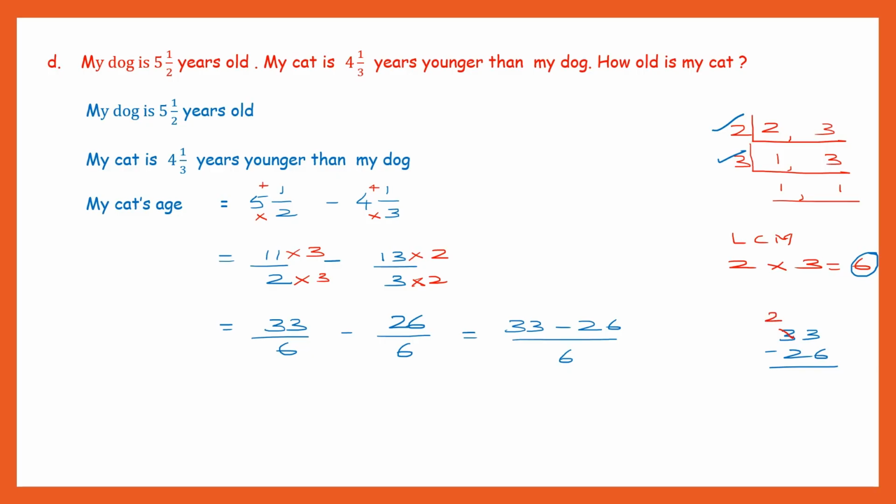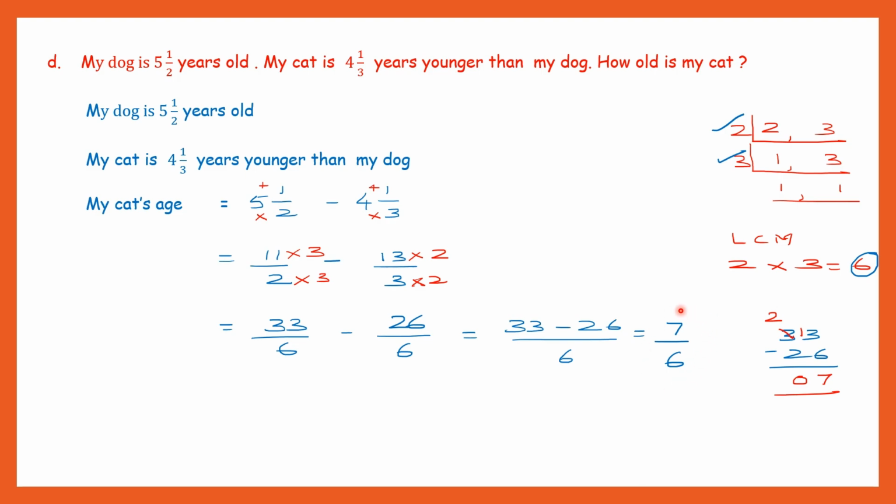So this becomes 2 and this is 13. 13 minus 6 is 7. Here it is 0. So what do we have then? We have 7. So this is 7 by 6. So my cat's age is 7 by 6.